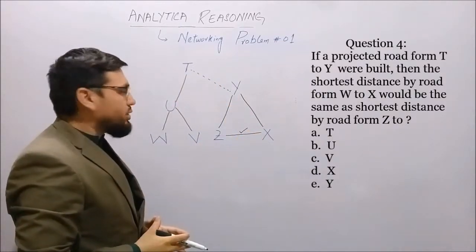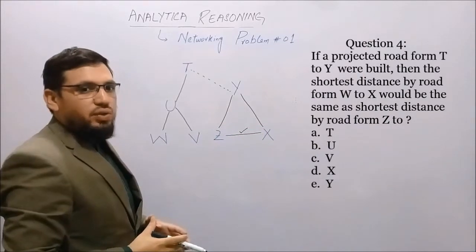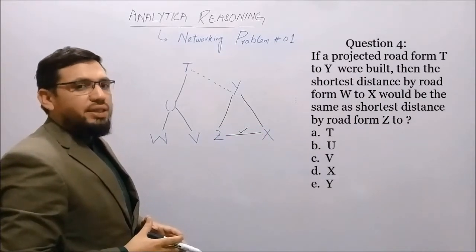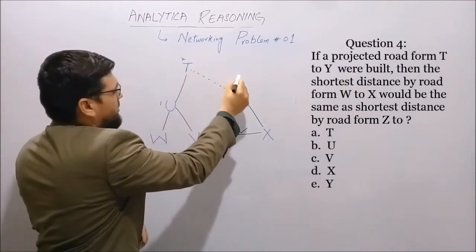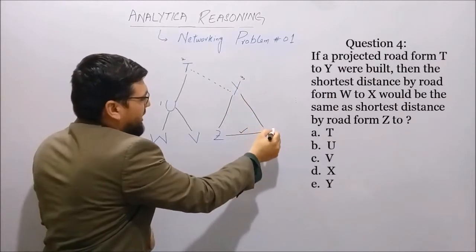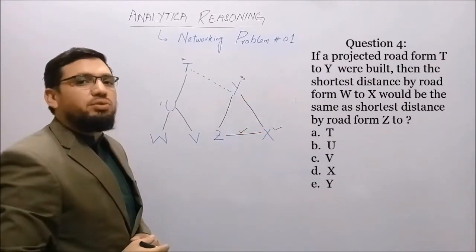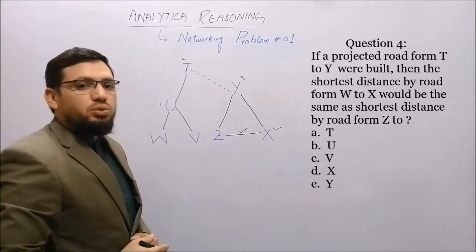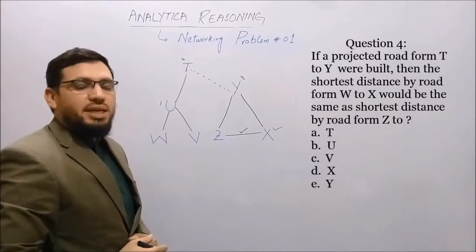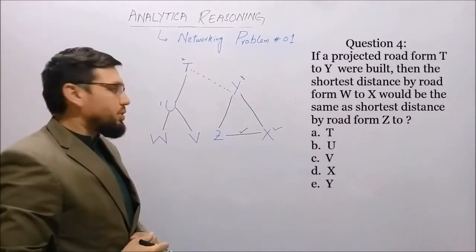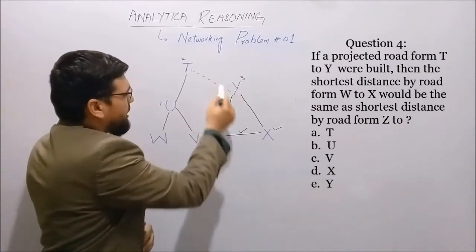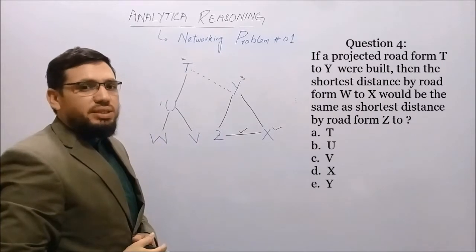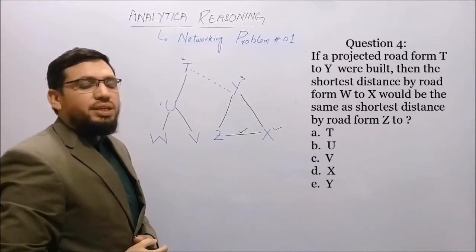So you can see that moving from W to X, we touch three towns on the way, and the fourth one is X. The first one is U, second one is T, third one is Y, and the fourth one is our destination. Now we have to look for a town which could be at the same distance from Z as X is from W. The first given option is option T. So if we move from Z to T, there is only one town in between. So that is not equal to the distance between W and X.